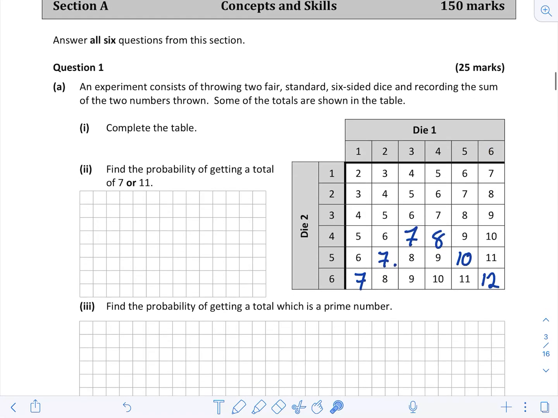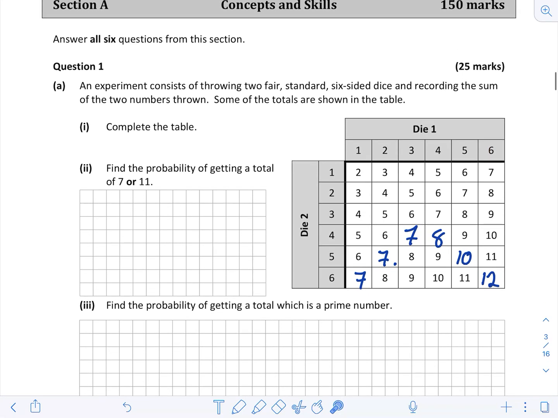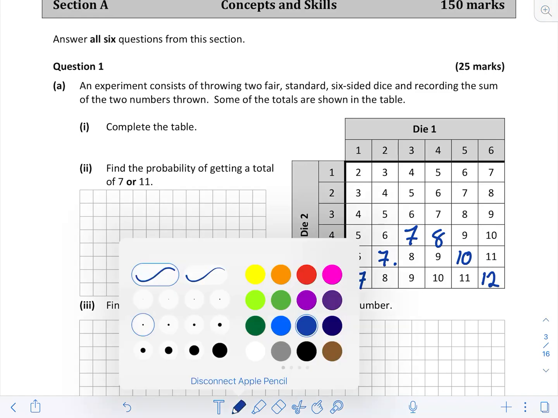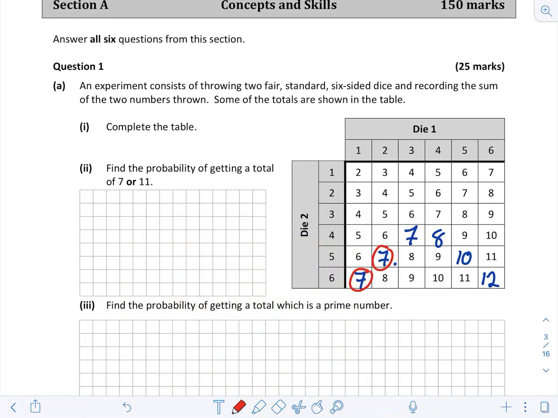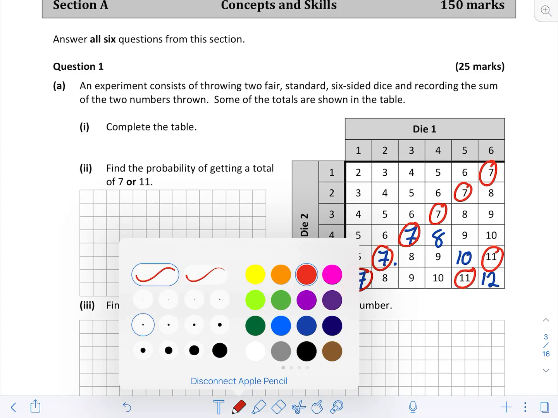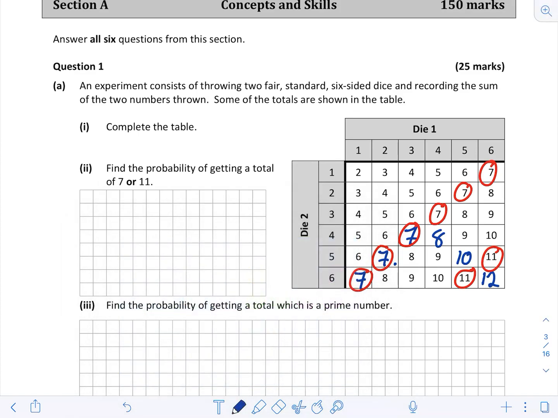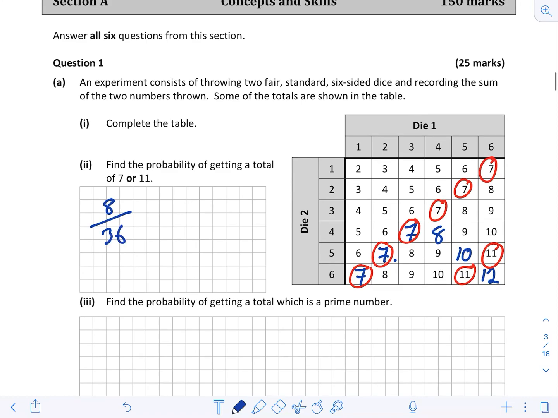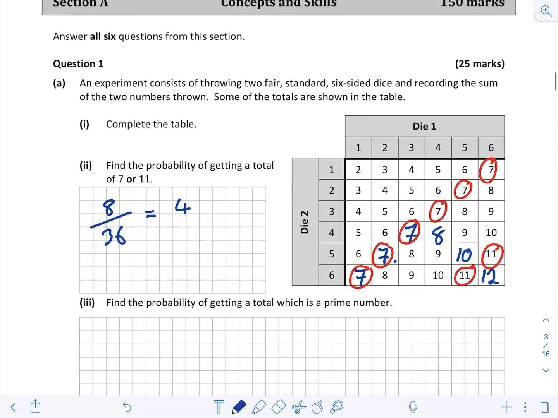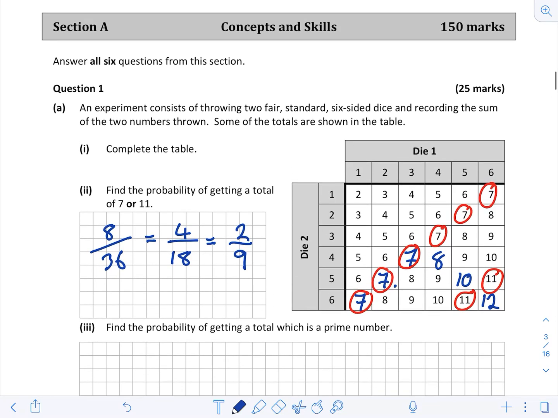Find the probability of getting a total of 7 or 11. Okay, so we're going to count up these guys, and in total we will have 2, 4, 6, 8. We will have 8 out of, in total, 36. And I can obviously simplify that down to be 4 over 18, and that's obviously equal to 2 over 9. So that's the probability that we will get a 7 or an 11.